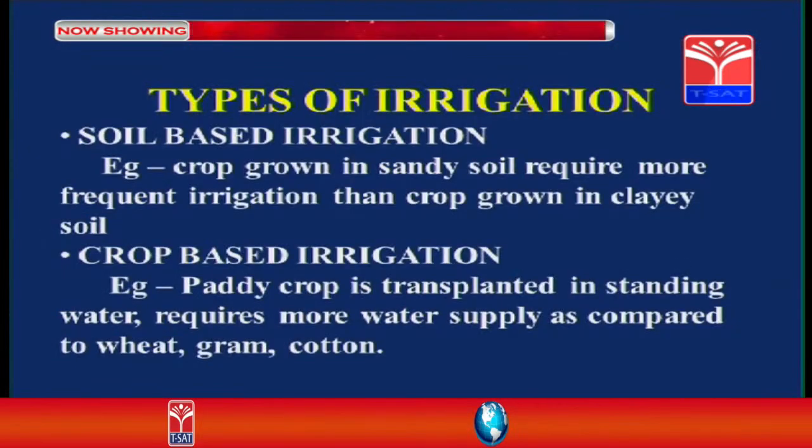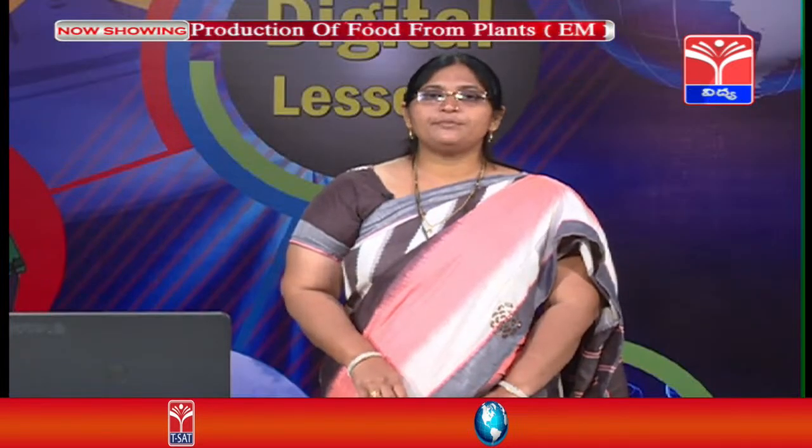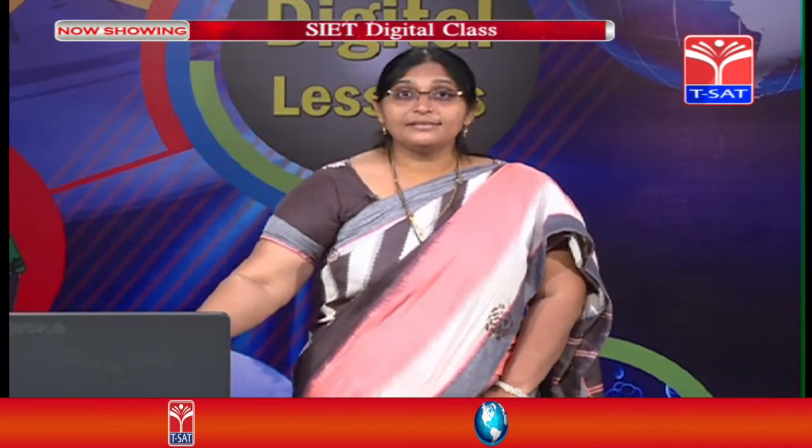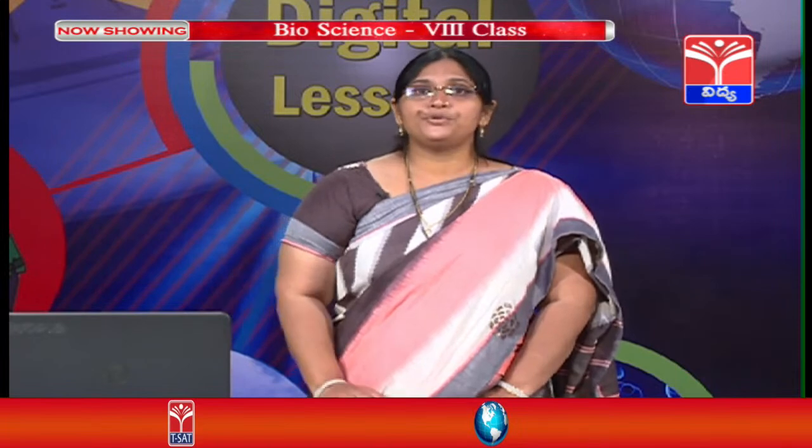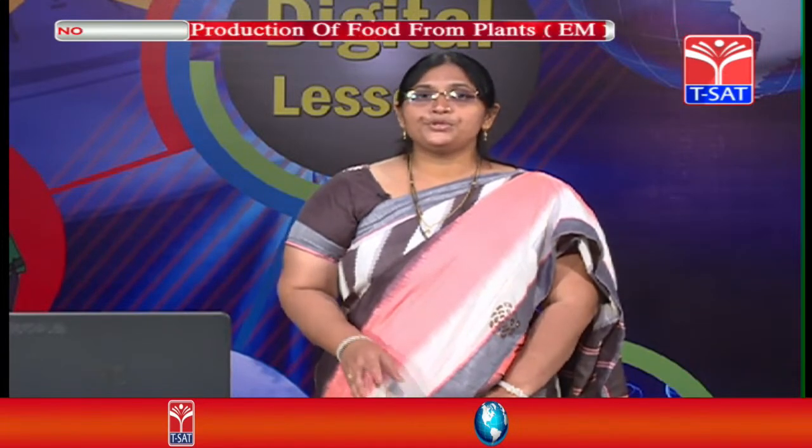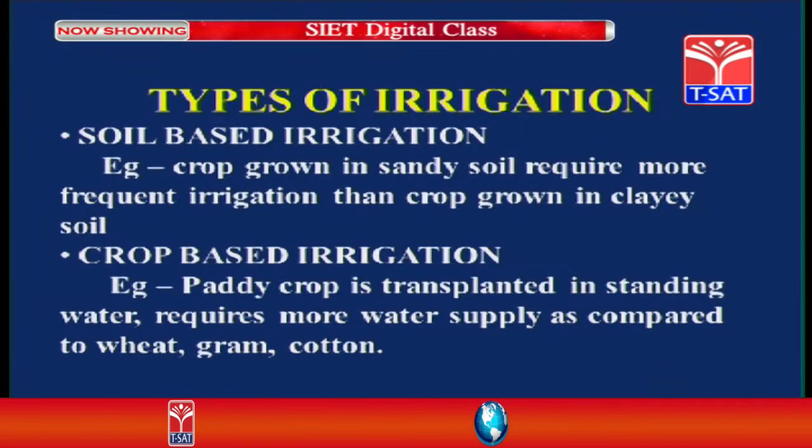For example, paddy requires more water, whereas some other crops will require less water. Soil based irrigation, crop based irrigation. Crop grown in sandy soil requires more irrigation than crop grown in clay soils. Crop based irrigation: paddy crop is transplanted in standing water and requires more water supply as compared to wheat, grams and cotton. So, what type of irrigation system was followed in ancient days? They used animals' help, and they used plants' help, to pump the water outside. Let us see what the ancient methods of irrigation are.